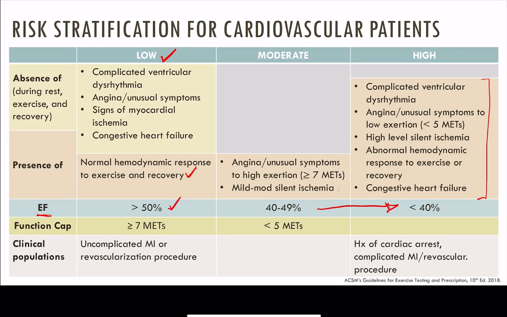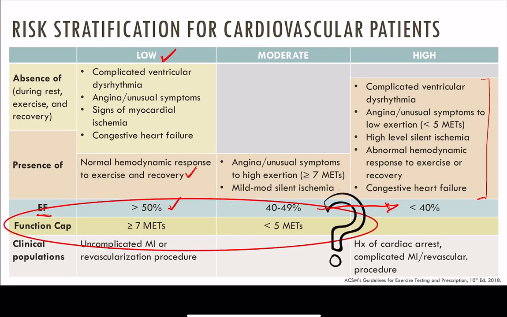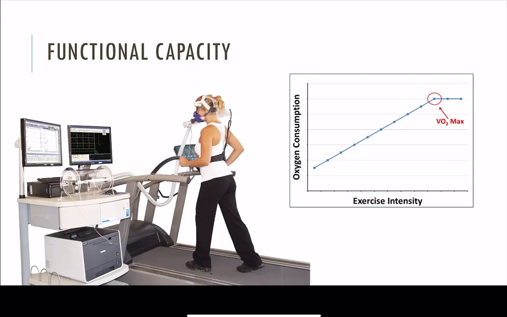Then there's this element of functional capacity, and it's written as METs, greater than 7, less than 5 METs. So I want to dive into this as this is a common clinical language to describe functional capacity. So the top of the next page of your notes defines functional capacity as measured as the maximal volume of oxygen consumed during a graded exercise test. And that's this graph here on the right.